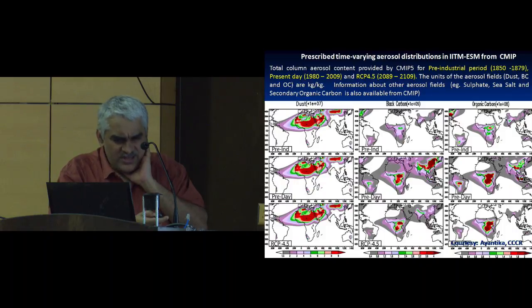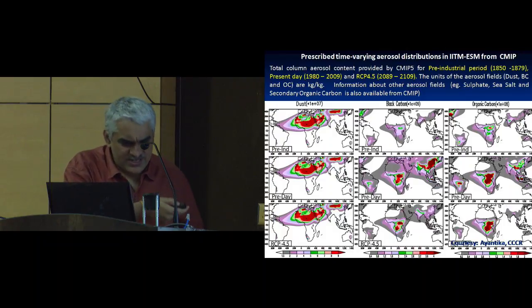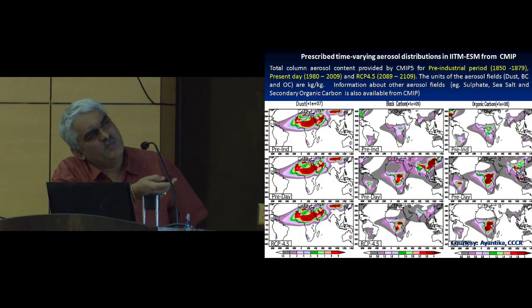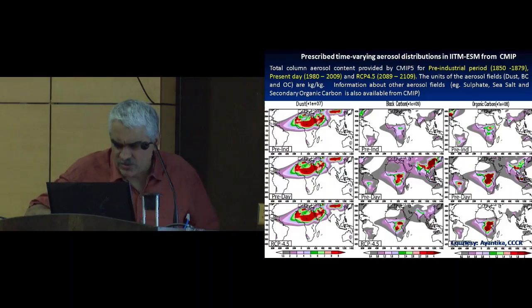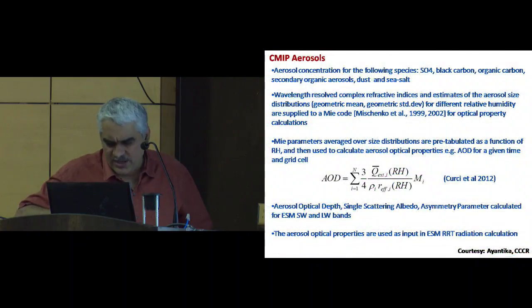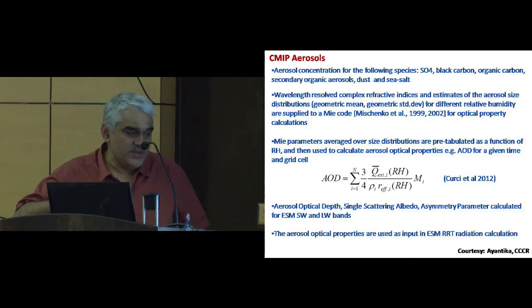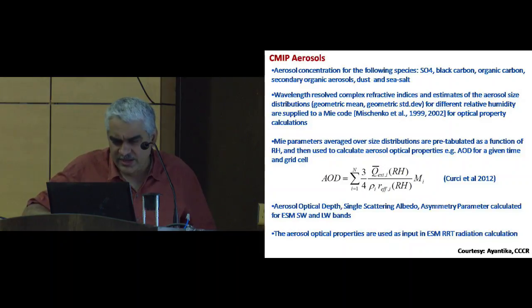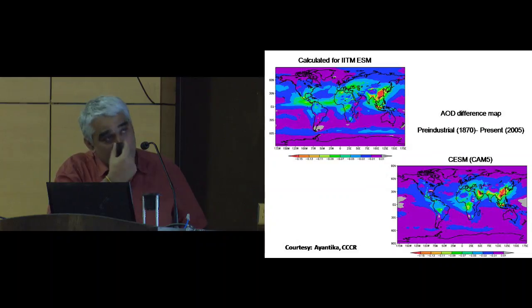First we started working with the aerosol concentrations provided by CMIP-5 for the different species like dust, black carbon and organic carbons. These are all for various time periods. One of our colleagues, Ayantika, is working on this, trying to incorporate it. She calculated from these atmospheric concentrations for the different species the aerosol optical properties, like the AODs, the single scattering albedo and the asymmetry parameter, and these were then input into the ESM for the RRTM radiation code. And we compared and validated with the CESM simulation to see whether it's working or not.